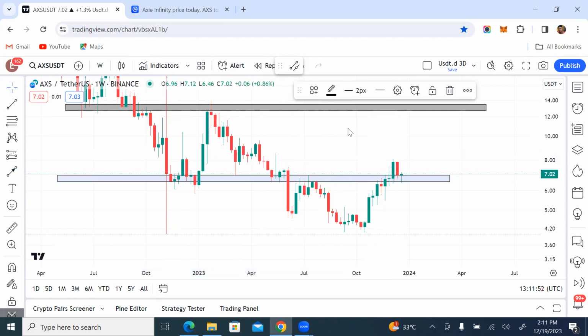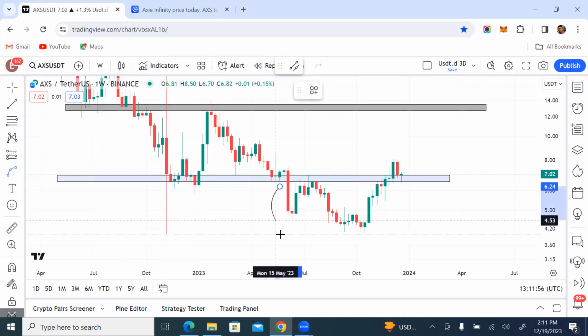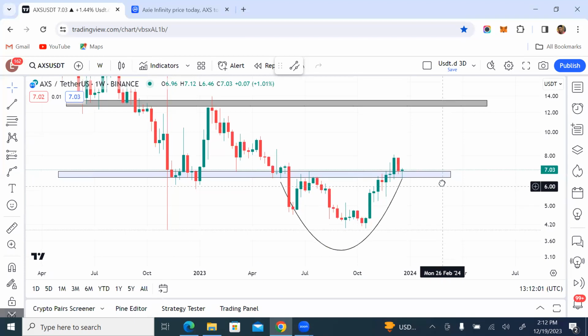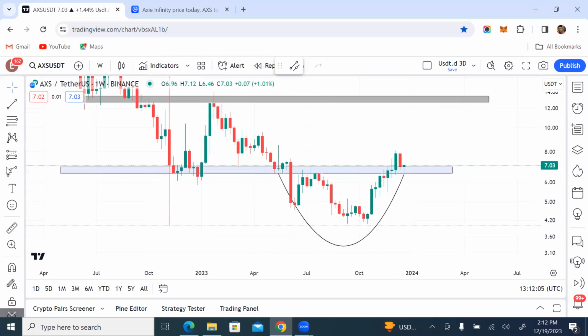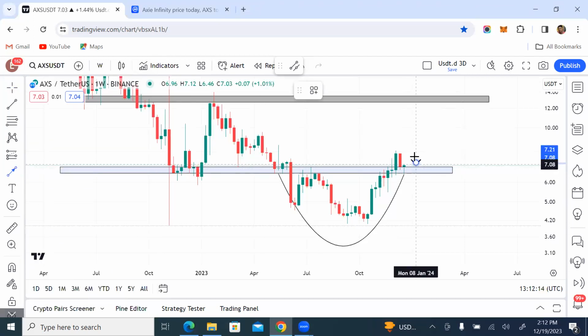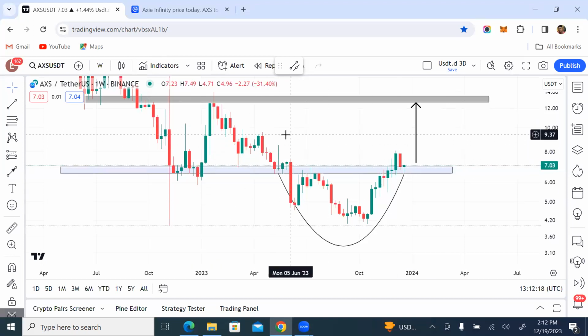Let me quickly do that for you so that you see exactly what I'm saying. The market has fully recovered back into the range, and most likely it's going to go up to this point here, the top of the range, right? Most likely it's going to go to the top of this range. But that's not it. Let's go to CoinMarketCap first of all to see the fundamentals behind Axie Infinity price currently.